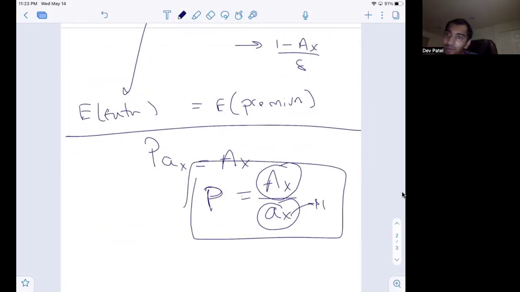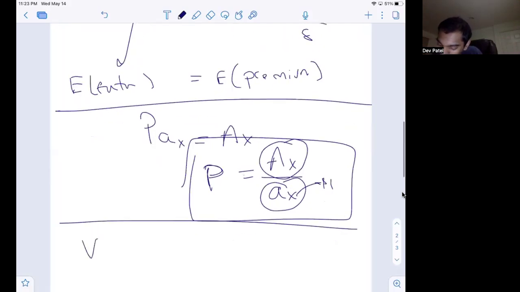So endowment, term, really you want to stick to the basic principles of getting the present value of the future benefits, getting the present value of the future premiums, equating them, and then solving for P. We can also get the variance. We can also get the variance of the loss variable.